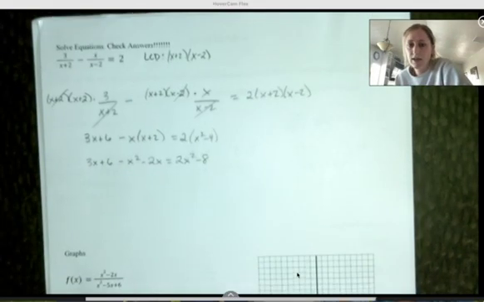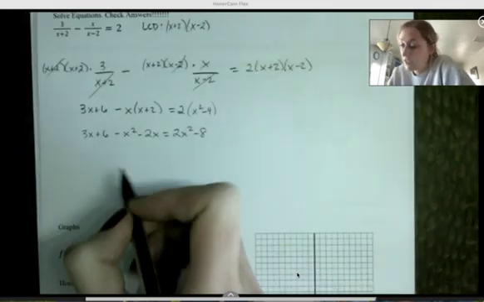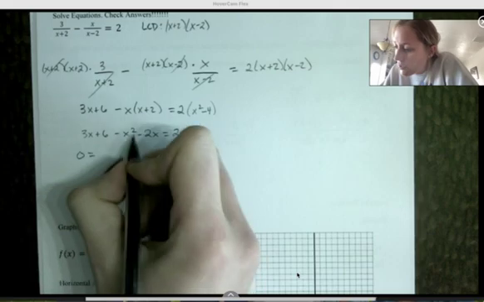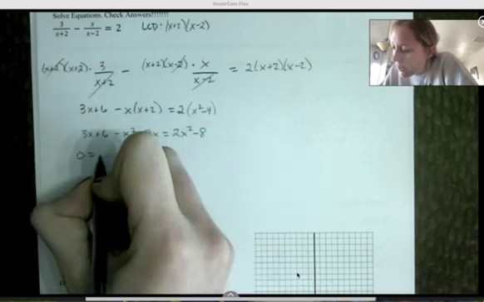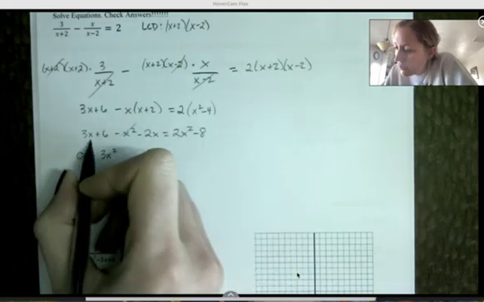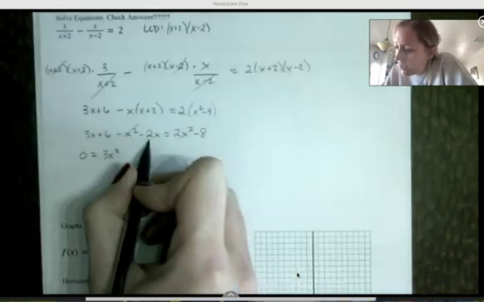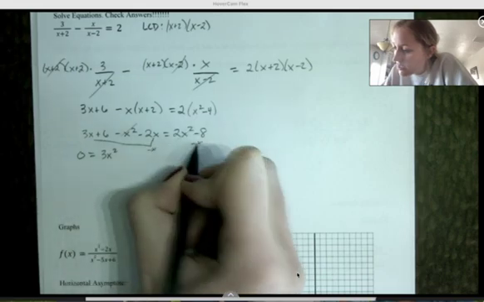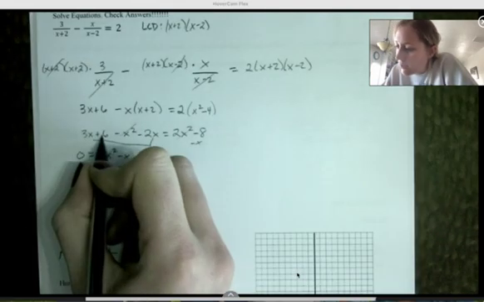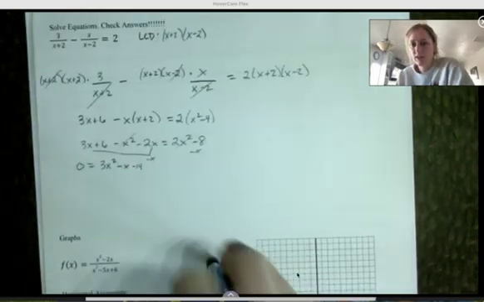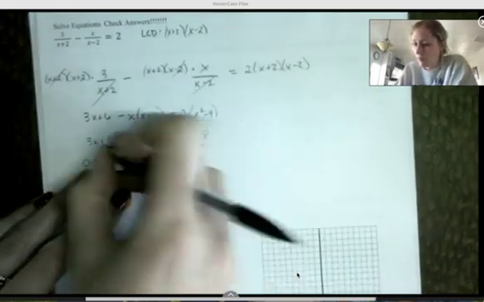Okay. I want to set one side equal to 0, so I'm going to add everything over here. So let's see, we get 3x squared, right? Then here I'm going to add, I've got x, so minus x, and then I'm subtracting 6, so I get negative 14. Sorry, that's a little crowded.